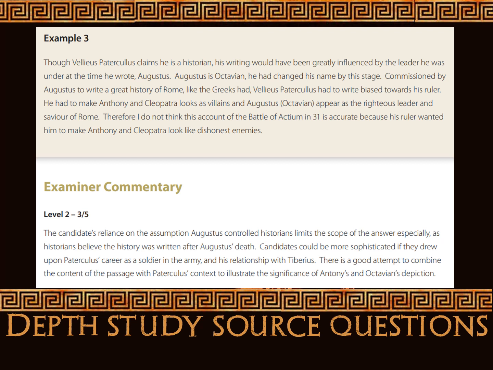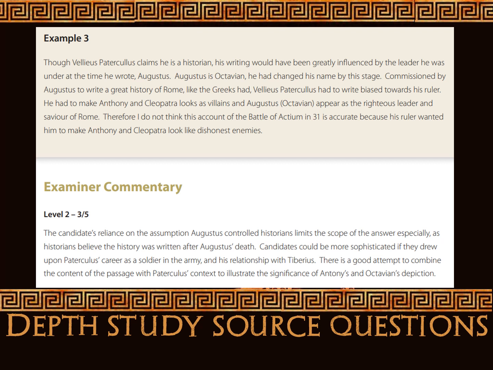This is a good attempt to try and balance source and context. It's heavy on the context, but it tries to do both. Now, the big issue here, and it picks it up in the exam commentary, is that it is too blunt. This answer suggests that Augustus controls all the writers. Like he is the ultimate copyright editor. He controls what everyone says on pain of death.